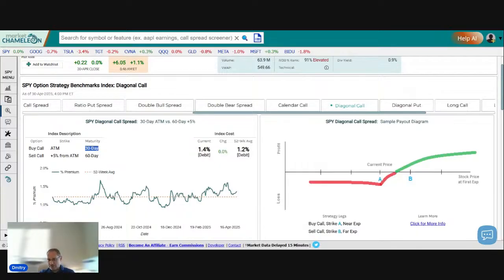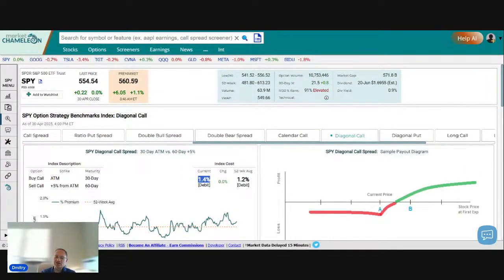What would this diagonal spread cost us right now, and how does that compare to history? Here we see that this would cost 1.4% of spot price. We base it on the cost of the strategy relative to the spot price, 1.4%. And this way, by using percent, we can compare QQQ, SPY, Apple, because we're doing it as a percentage of spot price.